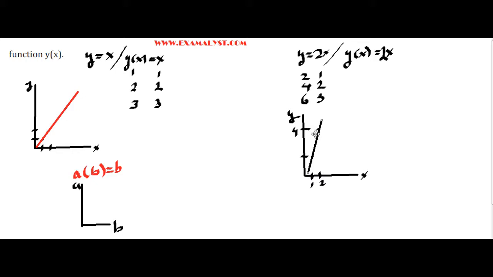So you can get a graph, and the line will be like this. Okay, the line will be like this. So now you can easily see the difference between this graph and this graph. The difference is the angle of inclination with respect to the x-axis. Here the angle is less, somewhere around 45 degrees. Here the angle is more, so more than 45 degrees.